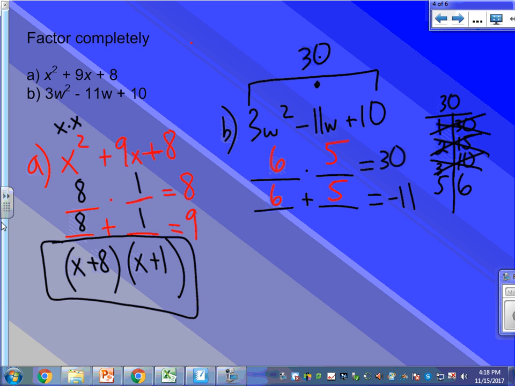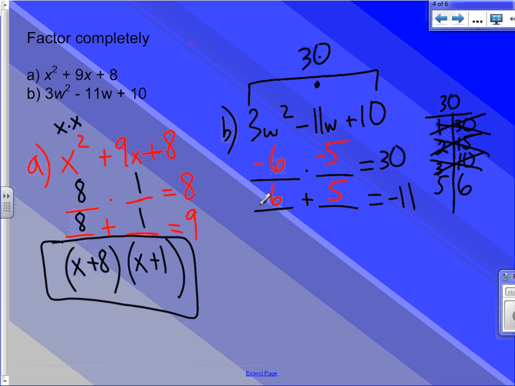I still need the negatives to add. 6 times 5 is 30. 6 plus 5 is not negative 11. It's positive 11. How do we remedy that? We're going to put negatives on the 6 and the 5. And here's a helpful trick. If the back end is positive, the sign in the middle tells you what the sign of your two numbers are going to be. Back end is positive, look to the middle, it has a negative. That means these two numbers have to be negative also.